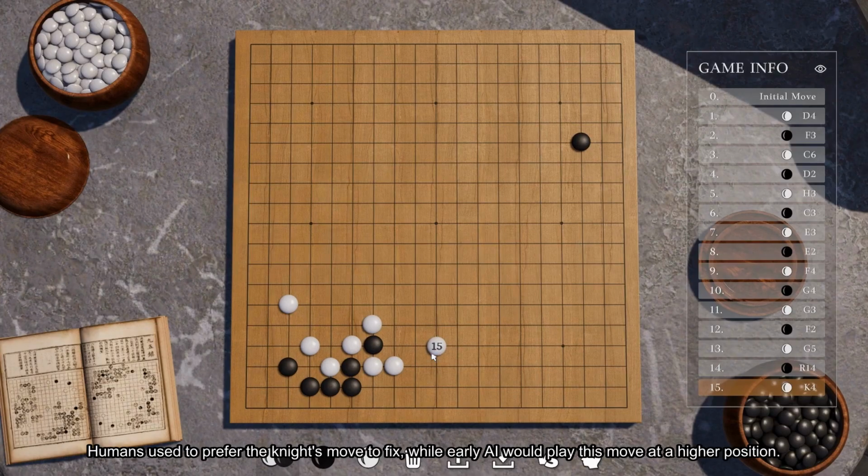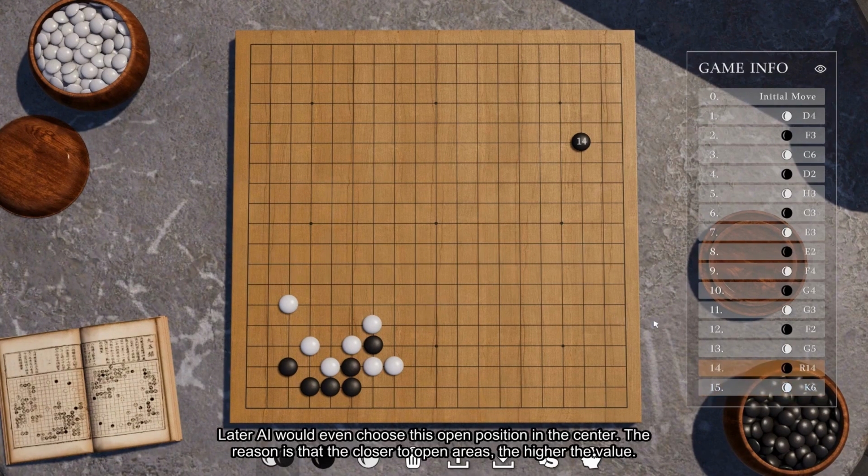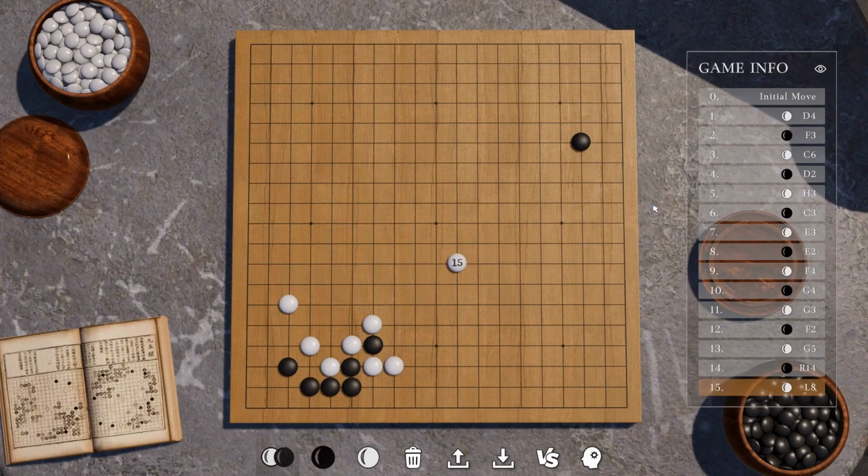Humans used to prefer the knight's move to fix, while early AI would play this move at a higher position. Later, AI would even choose this open position in the center. The reason is that the closer to open areas, the higher the value. Alright, this is a minor difference.